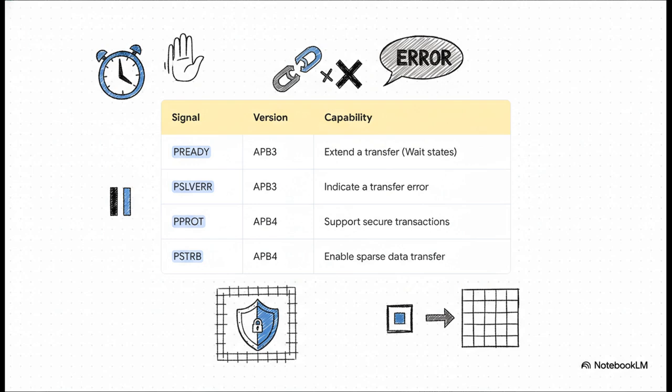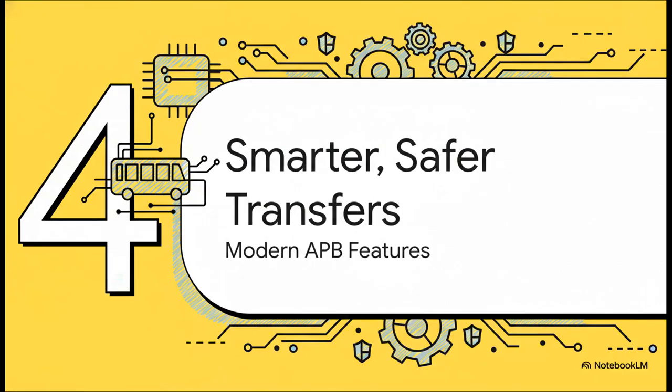As systems got more complex, security became a huge deal. So PPROT came along to enforce access rules. And PSTRB, that lets you update just one byte in a register instead of the whole thing. Super efficient. So this evolution has turned APB from just a simple bus into something much more capable. Let's zoom in on a couple of these smarter, safer features that are absolutely essential for the devices we use today.